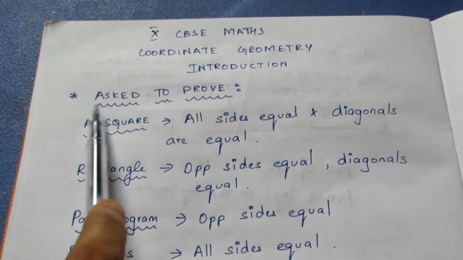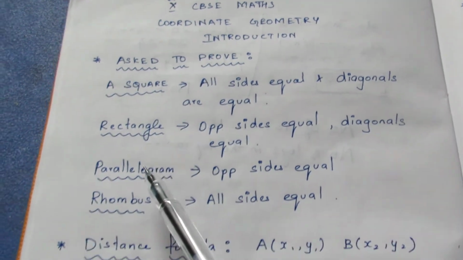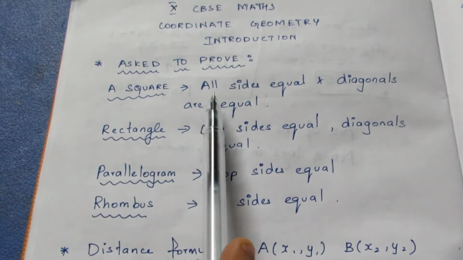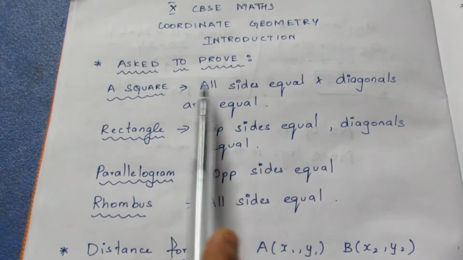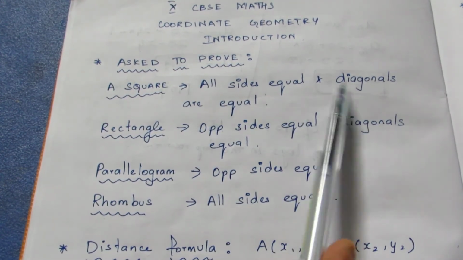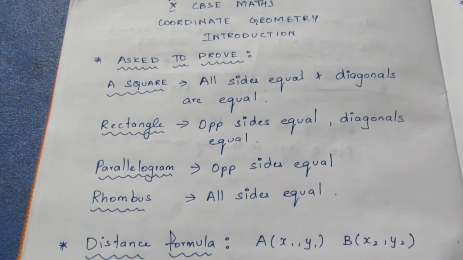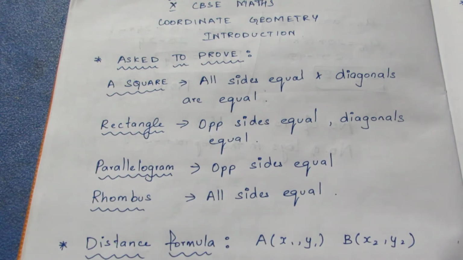If they ask you to prove a square, rectangle, parallelogram or rhombus, this is the condition you need to prove. That is, all sides to be equal for a square, and you need to prove diagonals are equal. So all sides equal and also diagonals equal. That means we need to prove using the distance formula, because they will just give the coordinates of all the vertices A, B, C, D. You need to prove by distance formula that all sides are equal and also diagonals are equal for a square. Remember that you need to prove diagonals are also equal.